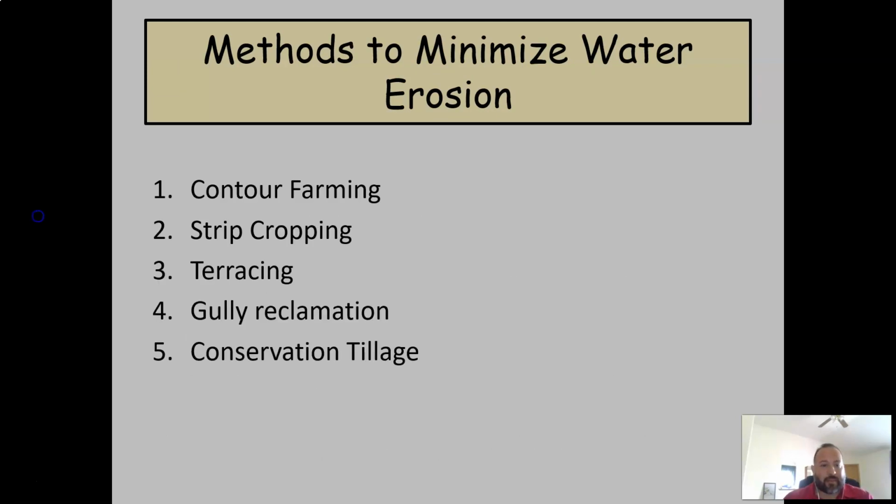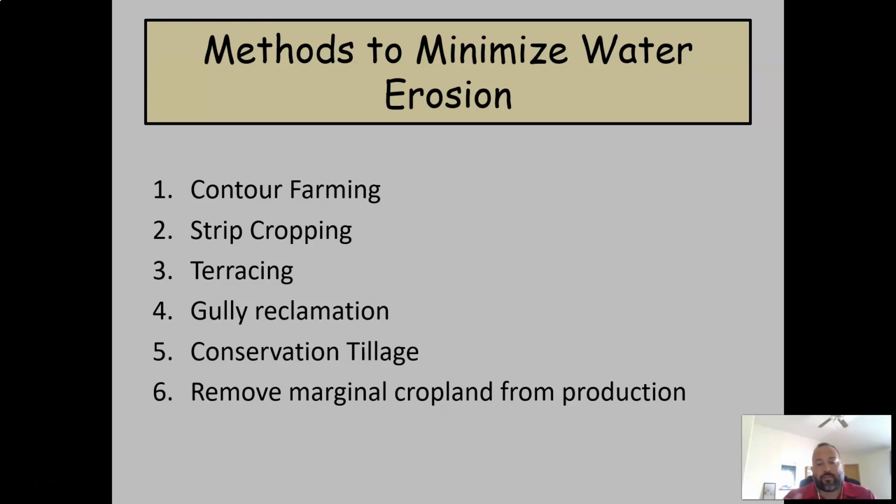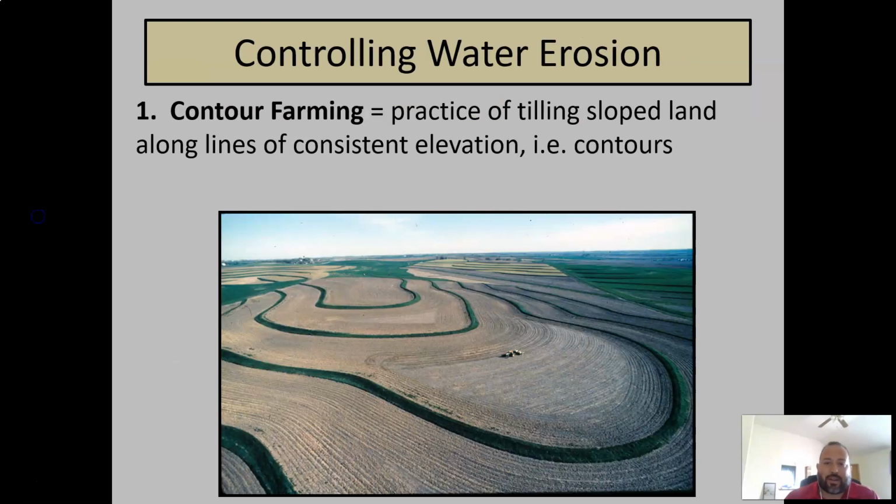So how do we stop these things from happening? We're going to have 6 methods, and we'll go into each of these: contour farming, strip cropping, terracing, gully reclamation, conservation tillage, and remove marginal cropland from production. So the first one, contour farming.